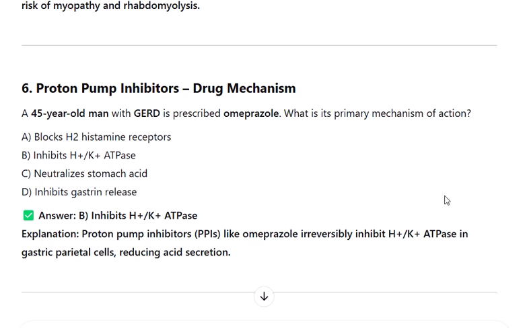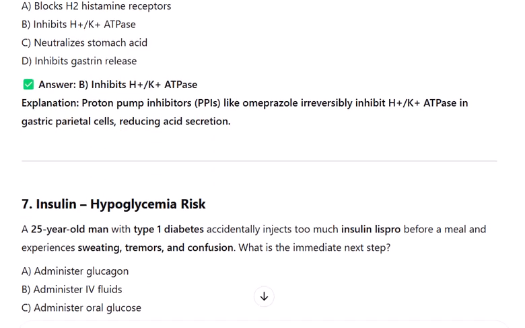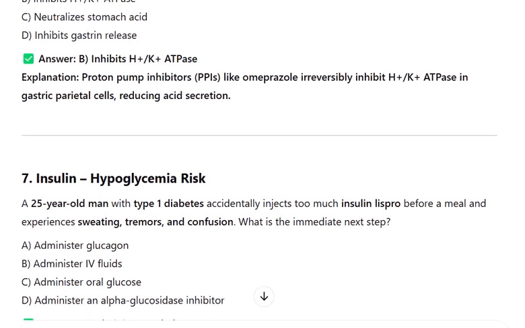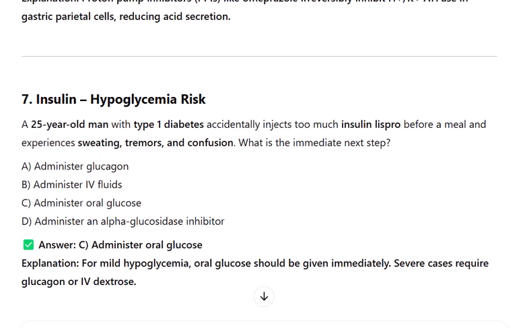7. Insulin. Hypoglycemia risk. A 25-year-old man with type 1 diabetes accidentally injects too much insulin Lispro before a meal and experiences sweating, tremors, and confusion. What is the immediate next step? A. Administer glucagon. B. Administer IV fluids. C. Administer oral glucose. D. Administer an alpha-glucosidase inhibitor. Answer. C. Administer oral glucose. Explanation. For mild hypoglycemia, oral glucose should be given immediately. Severe cases require glucagon or IV dextrose.